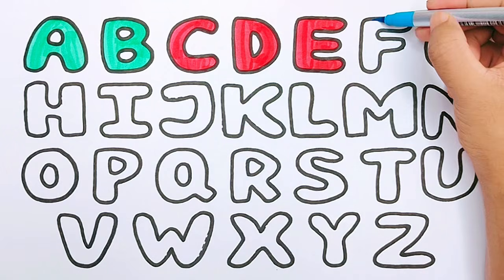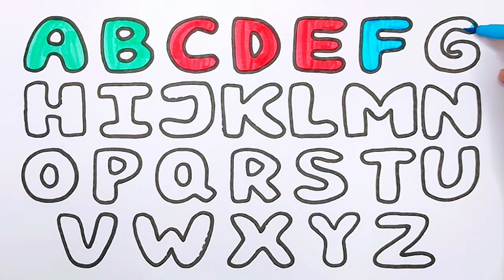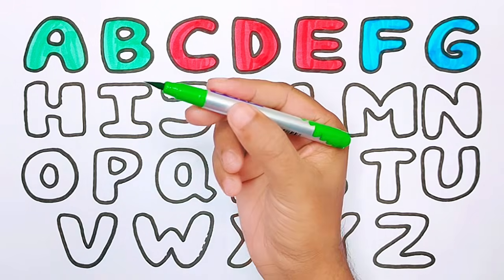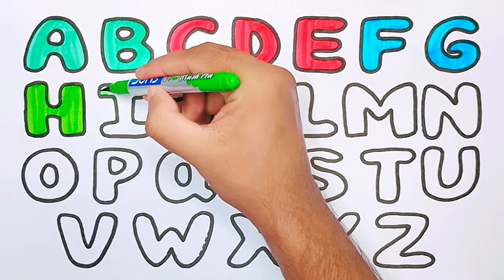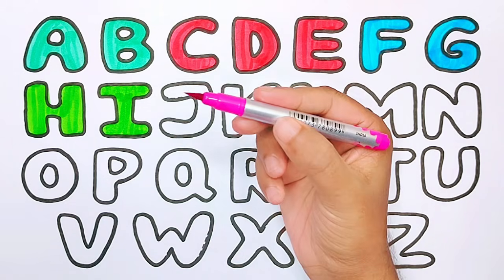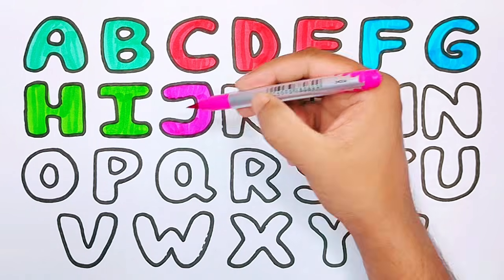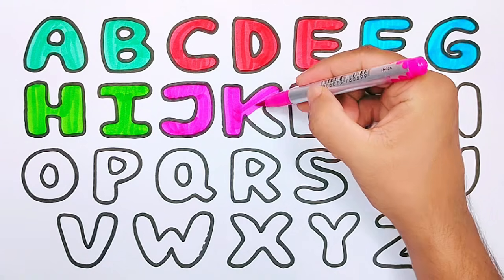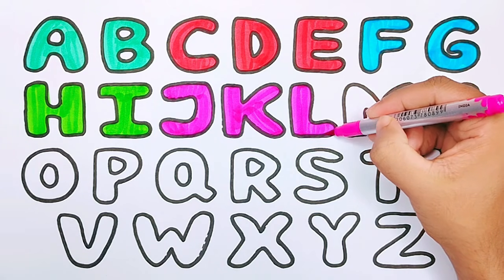Sky blue color. F for fan. G for garden. Green color. H for hand. I for ice cream. Pink color. J for jar. K for kangaroo. L for ladybug.